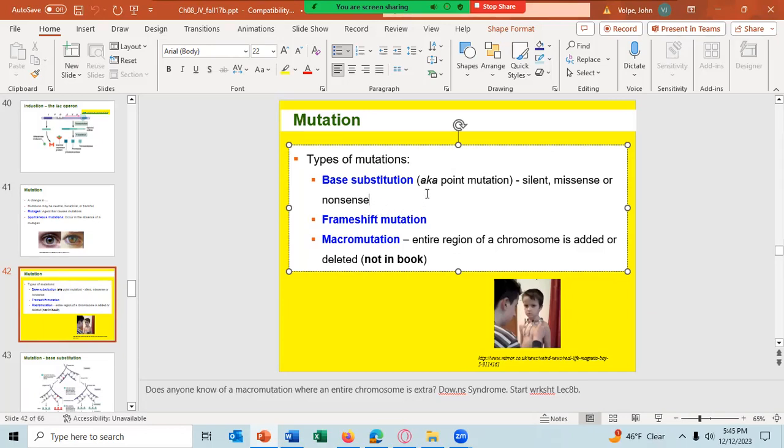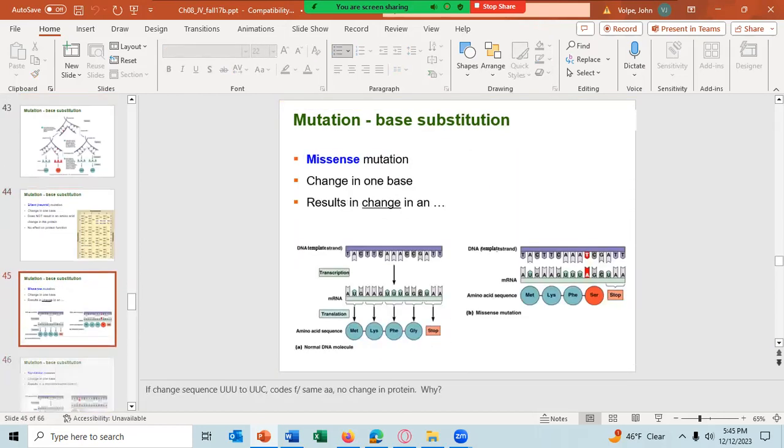And then there's a nonsense mutation, where you change the DNA base and it changes the codon to code for the stop codon. So what you do is you make a truncated protein instead of the full protein. Usually that inactivates the protein. Any question about any of that? All right, those are the three base substitutions. I already talked about frameshift mutation and macromutation. I think that's all I want to talk about.